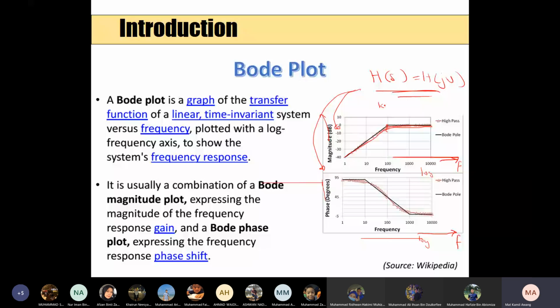lutut. At this knee, it's normally about a 3 dB drop. So this is where you have a 3 dB drop between the asymptotic plot and the actual value. It's about 3 dB. Okay? 3 decibel. So that is the Bode plot, and the introduction to the Bode plot.